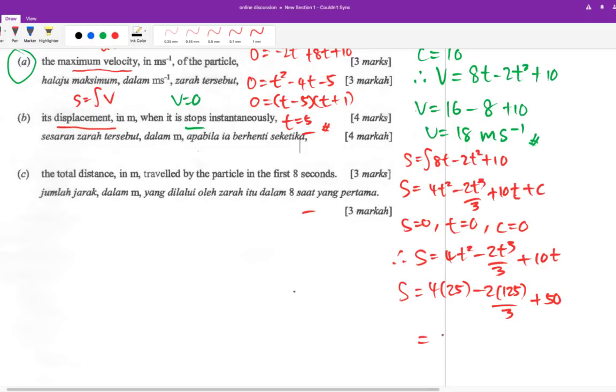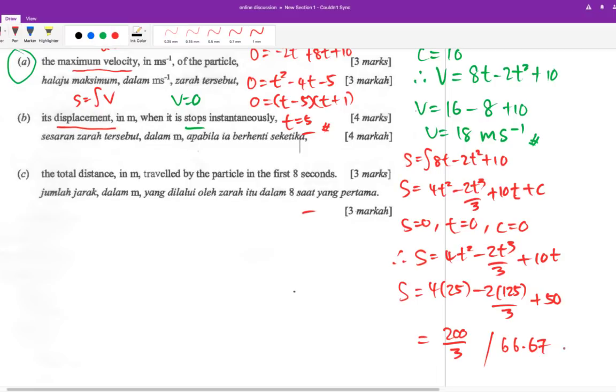100 plus 50 minus 250 over 3. So you should get 200 over 3, or if you prefer decimal, which is 66.67. Alright, then you are done already.